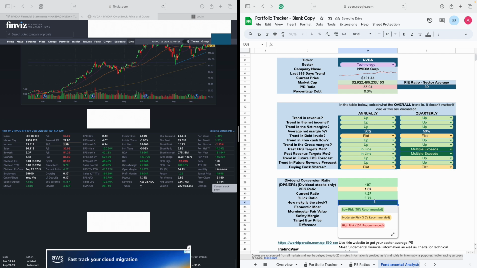And because the market cap's so big, I'd say it's a fairly low risk stock. But for the sake of this, I'm going to put moderate risk because the price has been volatile over the last year. So I'll put moderate risk. The next few things are the economic moat and the Morningstar fair value.